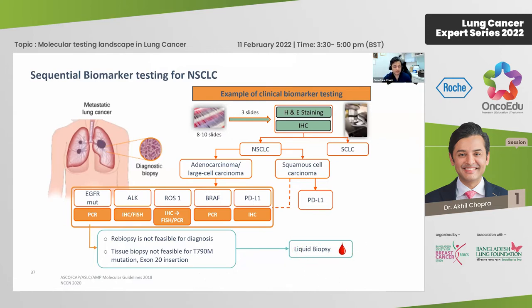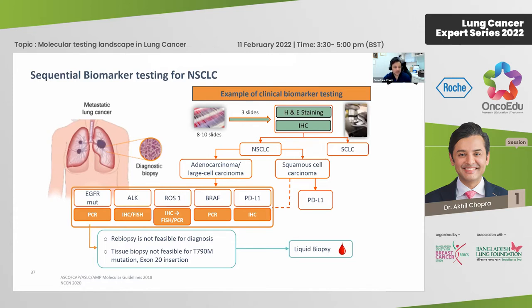EGFR mutation positive lung adenocarcinoma is quite common here. 50 to 60% of all adenocarcinomas are driven by EGFR. So if the patient does not have the resources or the ability to afford comprehensive genomic profiling, we will start with a single biomarker test for EGFR, because half of the time it is positive. Now, this takes up another few slides.